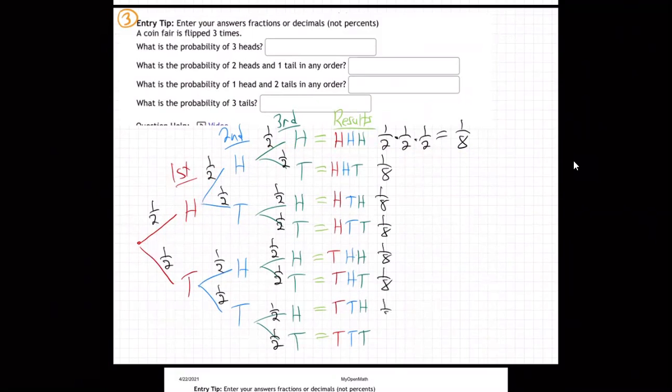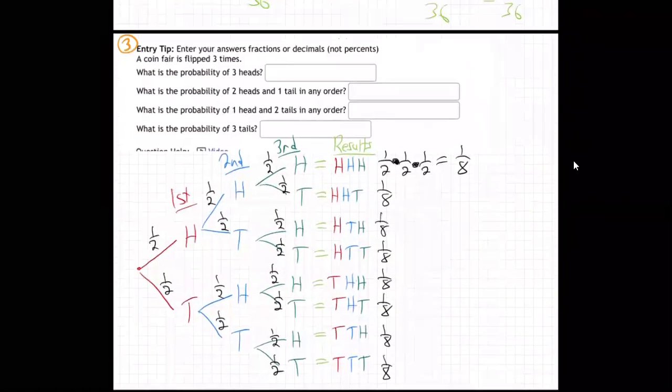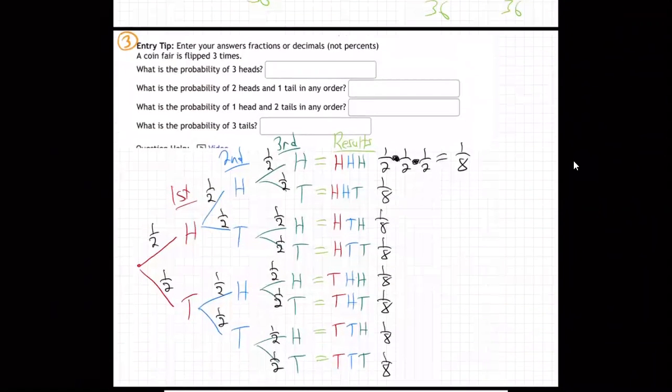Now, sometimes when we make trees, the probabilities will be different. We'll see that in some other problems. But for now, they're all halves everywhere. We're multiplying. Remember, we're not adding those fractions. You're multiplying as you go from left to right. So 1 times 1 times 1 on the top is 1. 2 times 2 times 2 on the bottom: 2 times 2 is 4, times 2 is 8. So they're all 1/8. So there we go. Now we're ready to answer the questions.